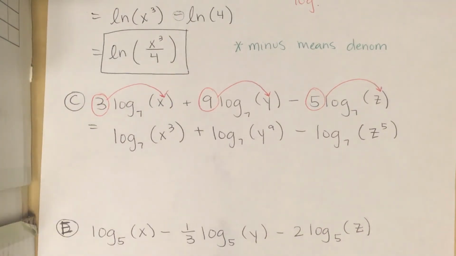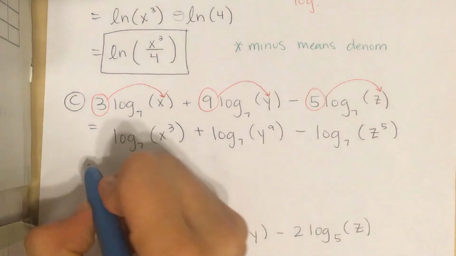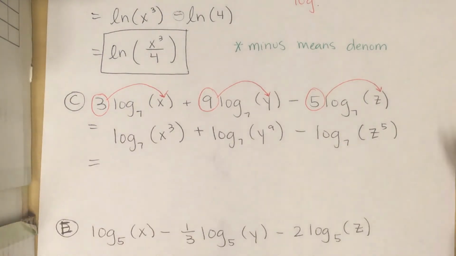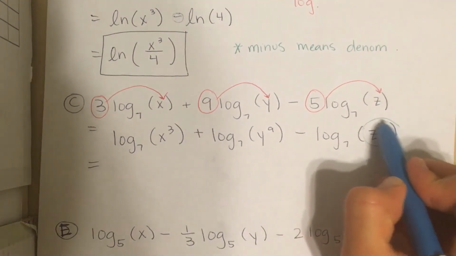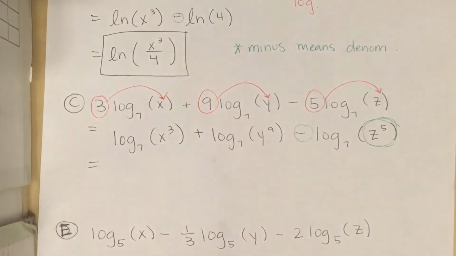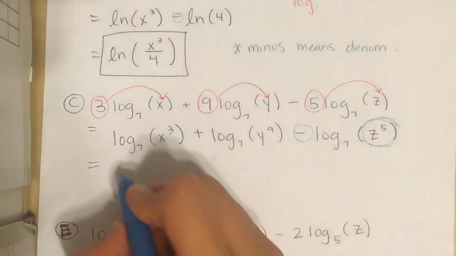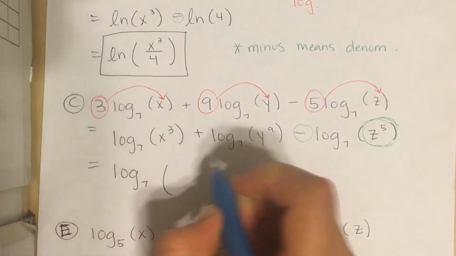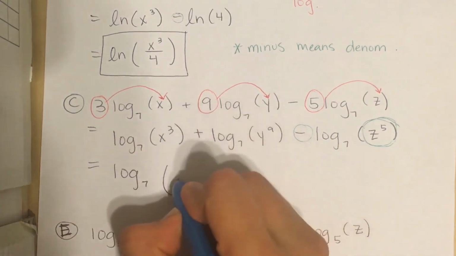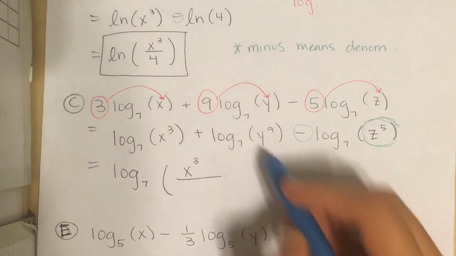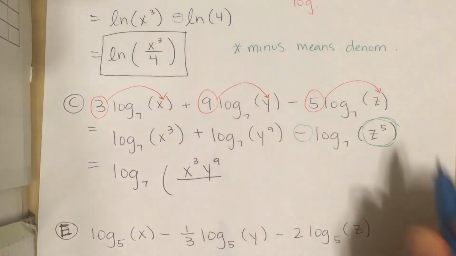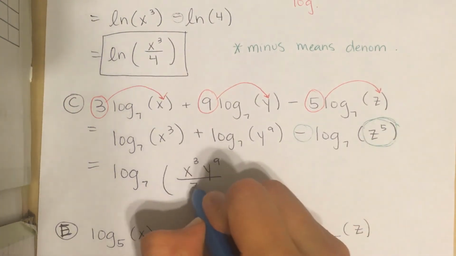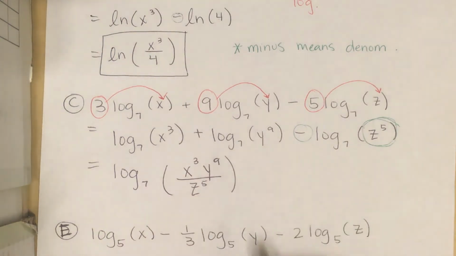I can combine all three of these into one logarithm in one step. You just have to remember minus means denominator. So this piece here has a minus in front of it, so it is going in the denominator. Everything else stays on top of your fraction. Log base 7, the x cubed, there's not a minus sign in front, so x cubed stays on top. Y to the 9th, there's not a minus sign in front, so y to the 9th stays on top. Z to the 5th, there is a minus sign on top, so it goes in the denominator.